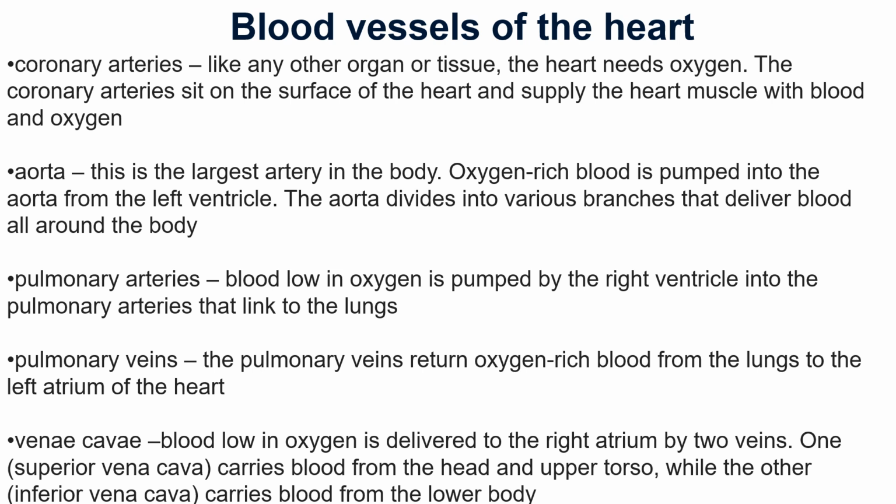Now let's look at specific blood vessels of the heart. So firstly, you have the coronary arteries, which sit on the surface of the heart and supply the heart muscle with blood and oxygen. You have the aorta, which is the largest artery in the body. This has oxygen-rich blood which is pumped into the aorta from the left ventricle, and the aorta divides into various branches which deliver blood around the body.